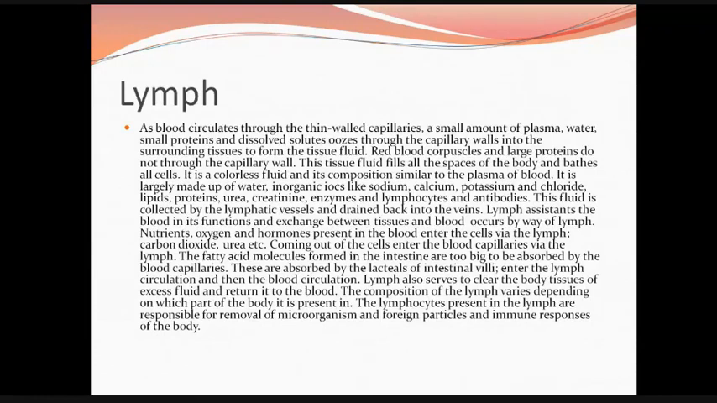So whatever nutrients, oxygen, hormones enter, and whatever waste products come out of the cell, come back again by the auto rickshaw, that means the lymph, to the blood capillaries. Now, the fatty acid molecules which are formed in the intestine are very big to be absorbed by the blood capillaries. So for that reason, they will be absorbed by the intestinal villi, then enter the lymph, and from the lymph they will be given to the blood.